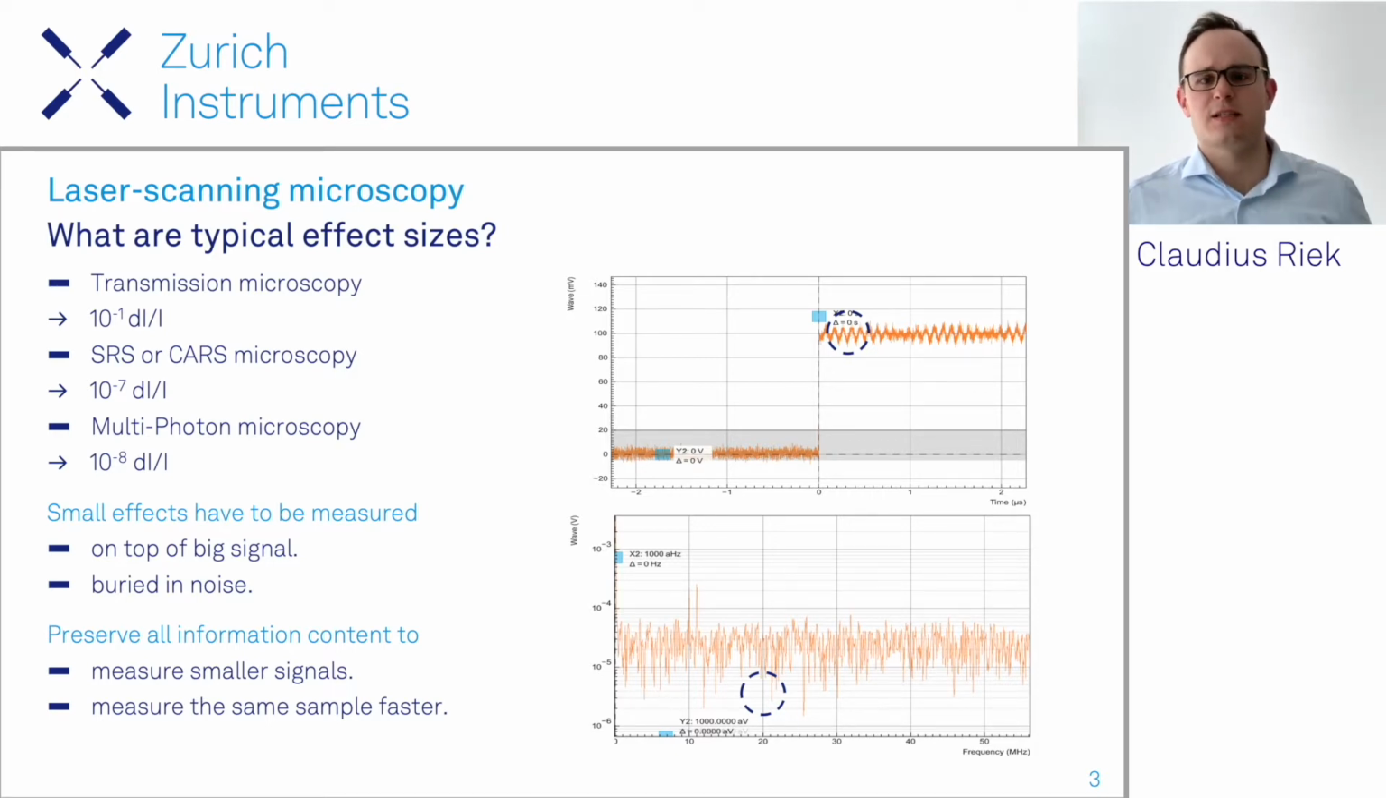And these effects have to be measured either on top of the signal, which you can see depicted here on the upper right-hand side, or you have to detect the signal buried very deeply in noise, which is depicted on the lower right-hand side. And still, what we want to achieve is to preserve all information content in those signals so that we can measure either smaller signals or measure the same sample even faster.